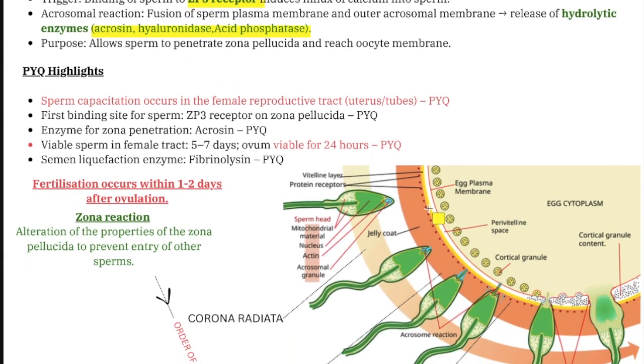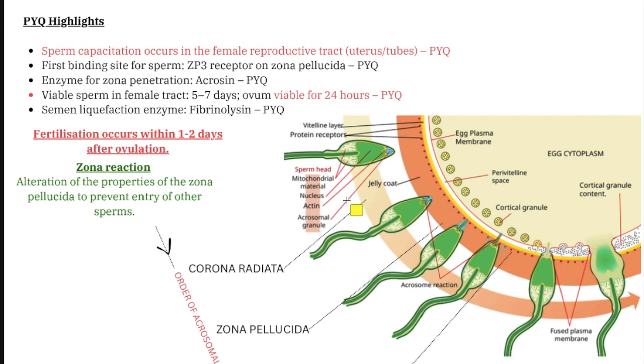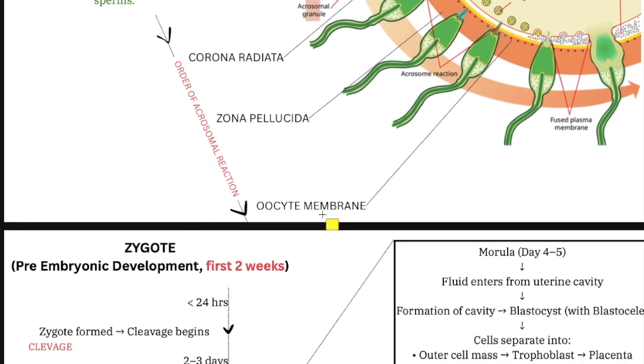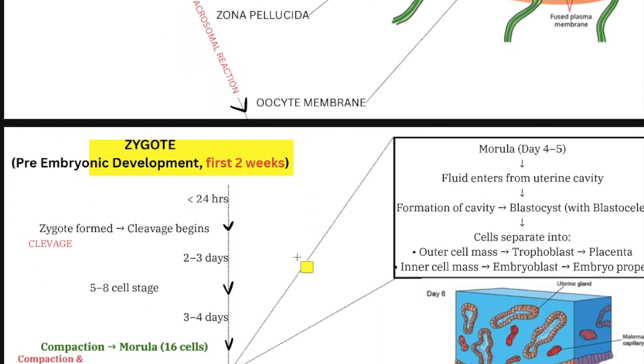Once one sperm fuses with the oocyte, the oocyte undergoes the zona reaction, altering the zona pellucida to prevent any other sperm from entering. Once fertilization is complete, we have a zygote. This marks the beginning of pre-embryonic development, which covers the first 2 weeks. Within 24 hours, the zygote begins to divide in a process called cleavage.